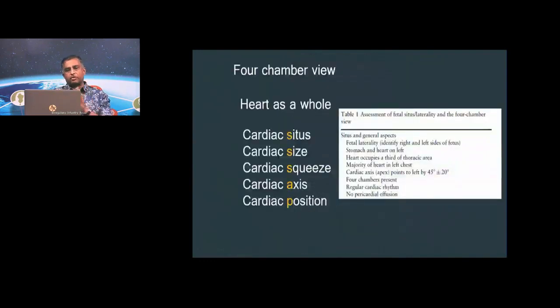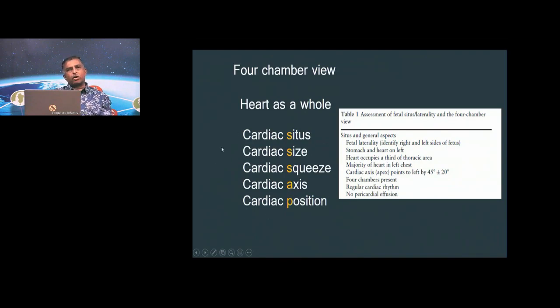Now we'll come on to the 4-chamber view. Now, before we jump into the 4-chamber view and try and identify the vessels, the connections, the chambers, and so forth, we need to look at the heart as a whole. When you look at the heart as a whole, you need to look for the cardiac situs, the size, the squeeze, the axis, and the position. Okay, this is the SSAP, or in the reverse it is PASSS, right?